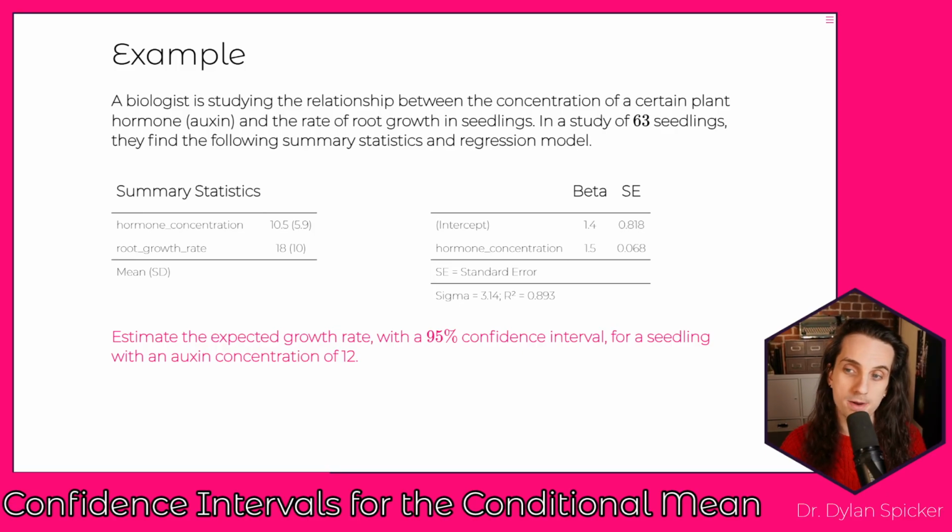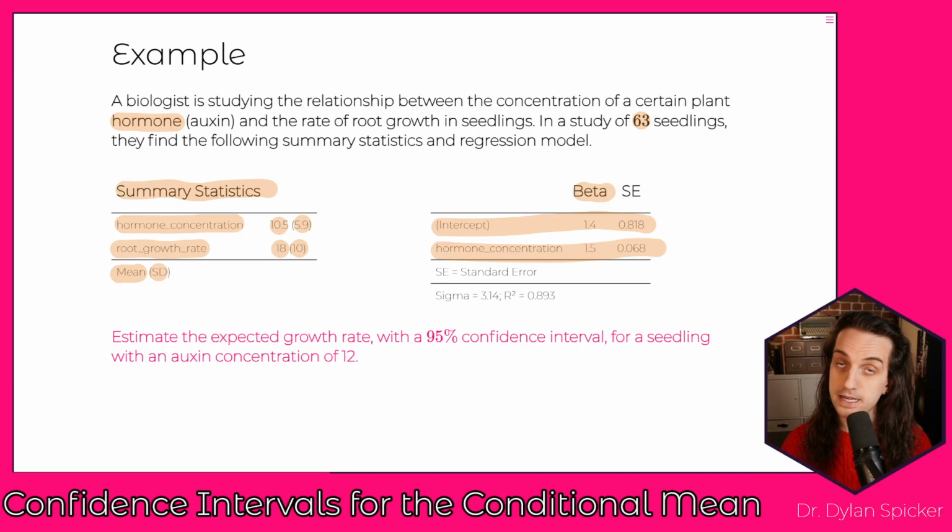In this example, we have a biologist who's studying the relationship between the concentration of a certain plant hormone and the rate of root growth in seedlings. In a study of 63 seedlings, they find the following summary statistics and regression model. We're given summary statistics for our hormone concentration and our root growth rate: the mean and standard deviation. So we have means of 10.5 and 18, and standard deviations of 5.9 and 10. We're also told the values for our intercept and hormone concentration, the beta hat estimates as well as their standard errors. The square root of our MSE is 3.14, and our R squared is 0.893.